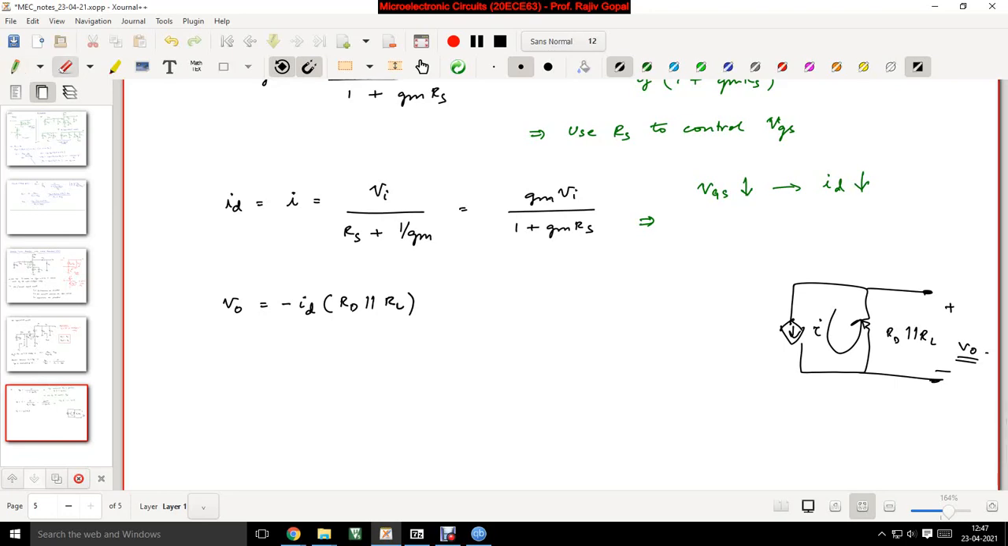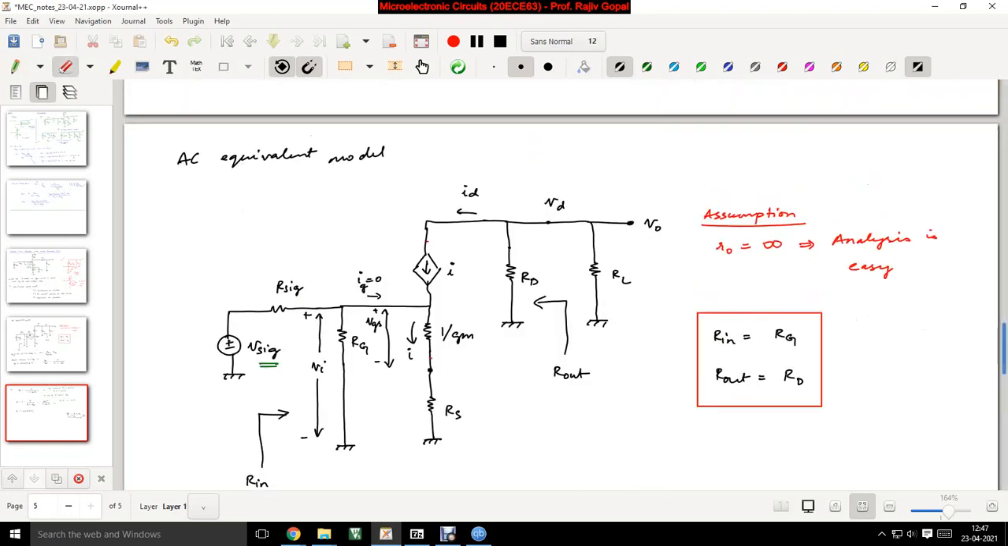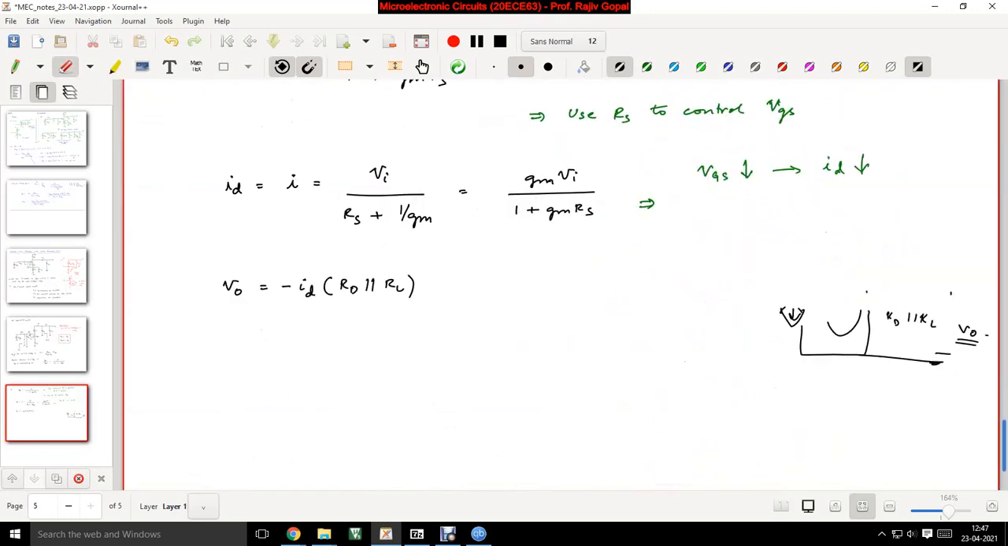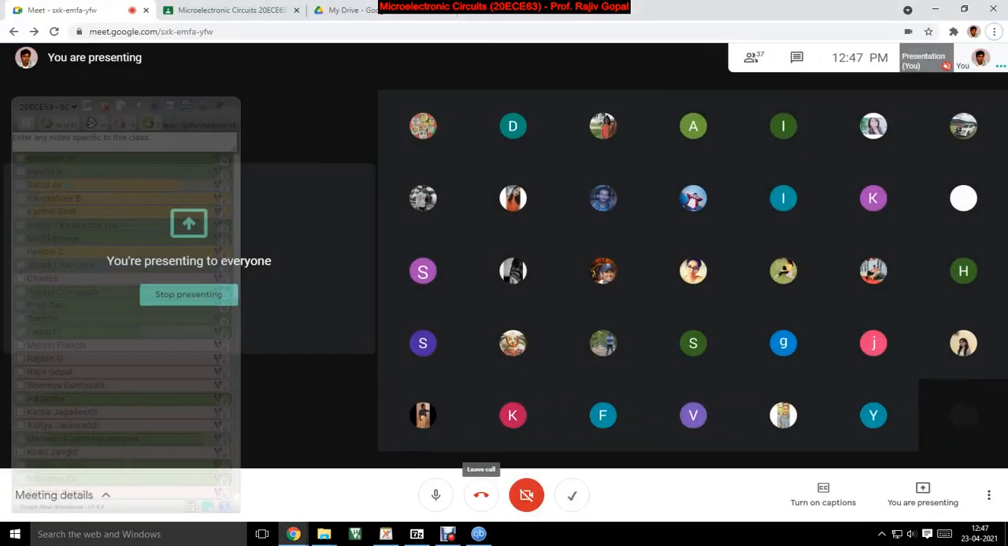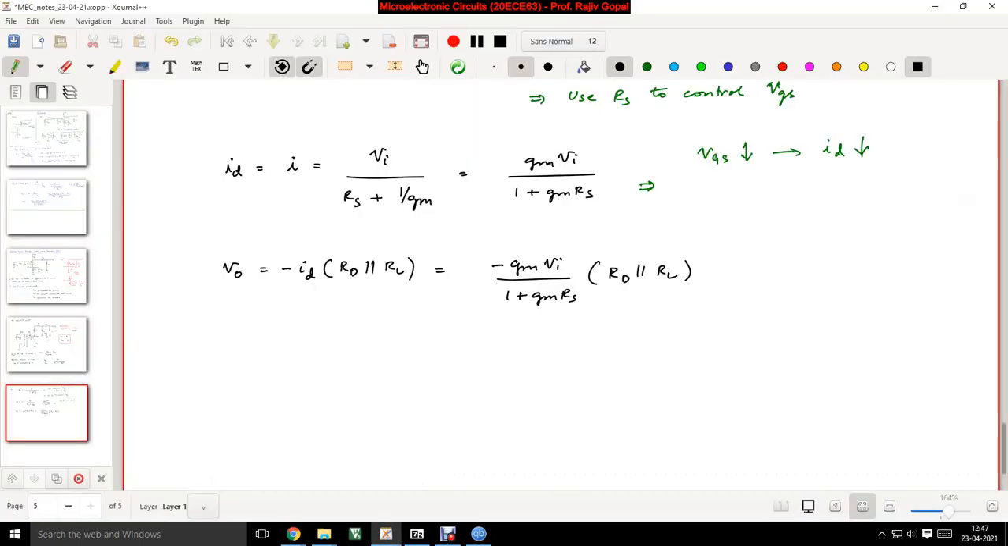Substitute the value of ID in this. You should get minus Gm into Vi divided by 1 plus Gm into Rs, into (RD parallel RL). Remember, here we have not considered R naught at all. In this expression, R naught is absent.